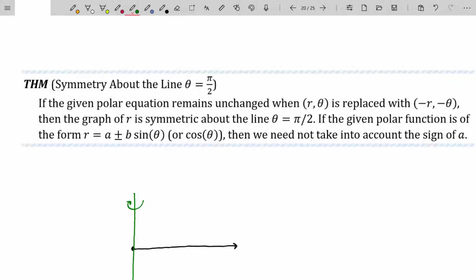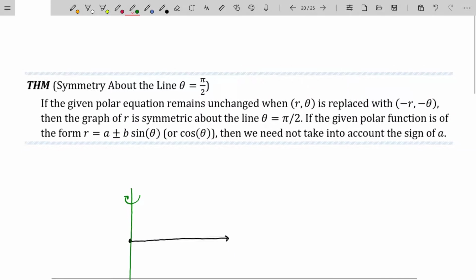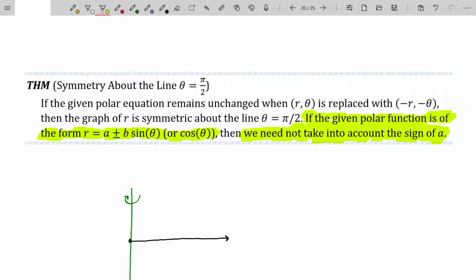The rest of the sentence is just repeating what I said earlier about those equations of the form a plus or minus b sine of theta, or a plus or minus b cosine of theta. You don't need to take into account the sign of a. Okay, so that's kind of important. The sign of a actually does not play a role in whether or not the graph changes the look. So that's just something we'll delve into.